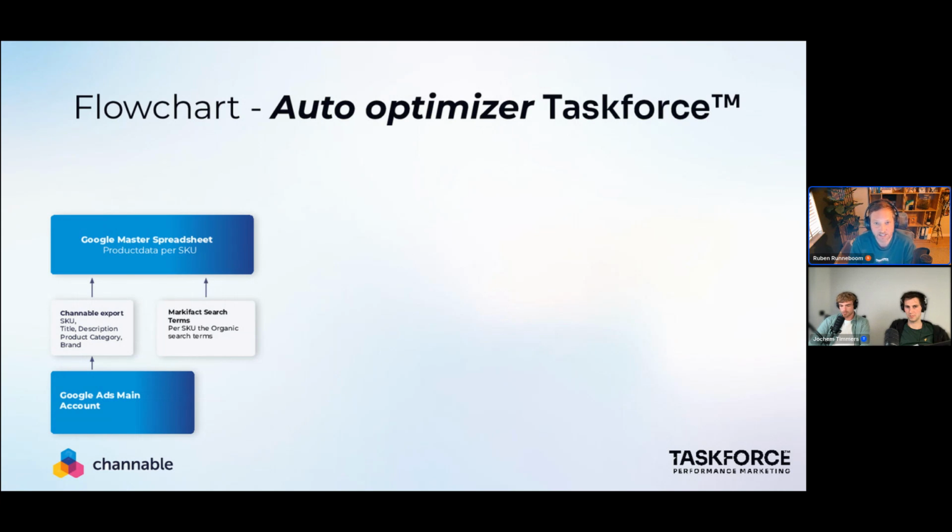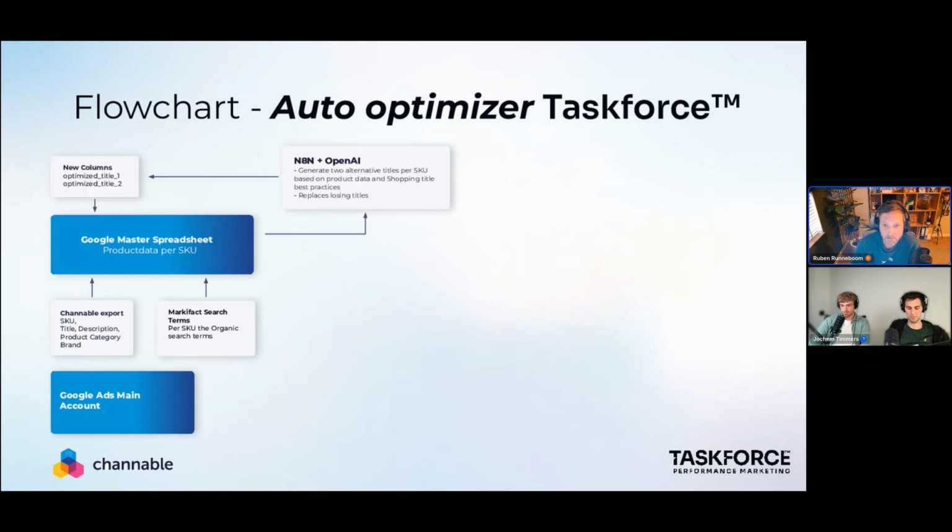Then we bring in the data from Markifex. This software allows us to gather organic search term data and relate it back to the specific products. So based on their landing pages, we can connect the dots, and at SKU level, we can bundle all this information together in one master spreadsheet.